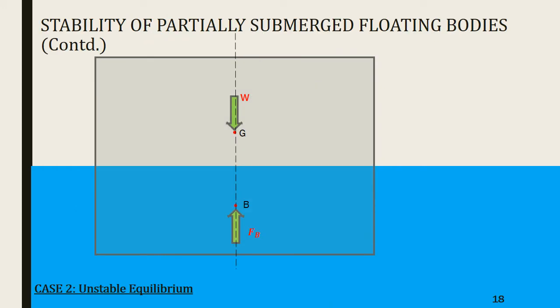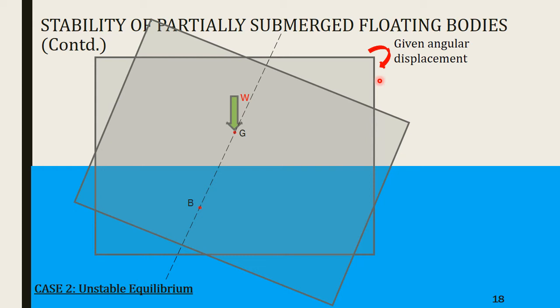Next, let us discuss unstable equilibrium. Again, W and FB acting at G and B respectively, the dotted line showing the normal axis. We are going to give the body an angular displacement. The body gets displaced and the center of buoyancy now shifts to a new point B dash because of the change in the volume of the submerged body. Now, if we draw FB to be acting through B dash and extend its line of action, we obtain metacenter M at a point here which is below center of gravity G.